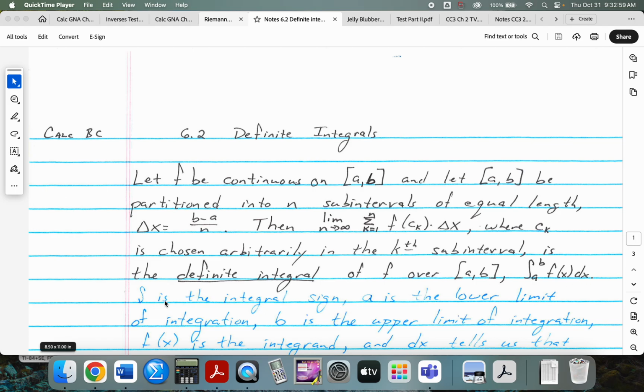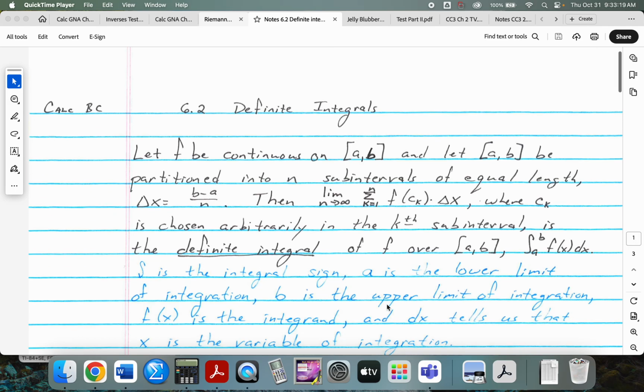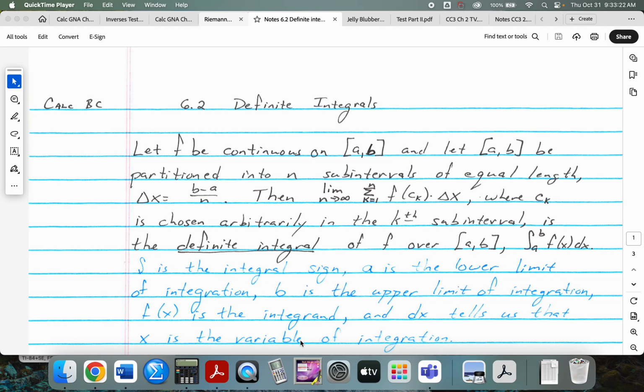So again, this is the integral sign. A is called the lower limit of integration. That's where you're starting. B is the upper limit of integration. That's where you're finishing. F of x is called the integrand. It's what you're taking the integral of. And dx tells us that x is the variable of integration. What are you taking the integral of with respect to? Just like we do with derivatives.